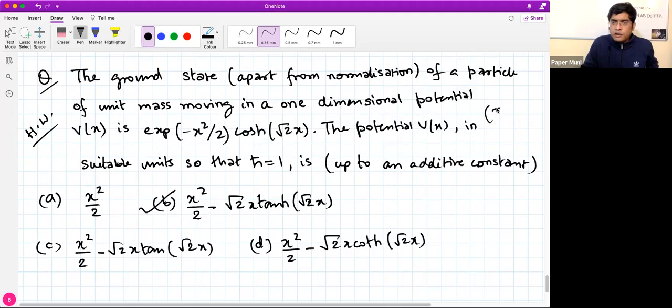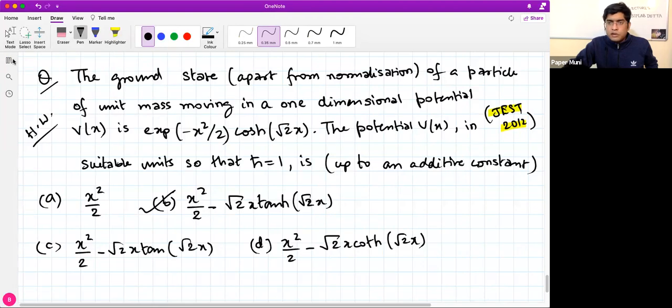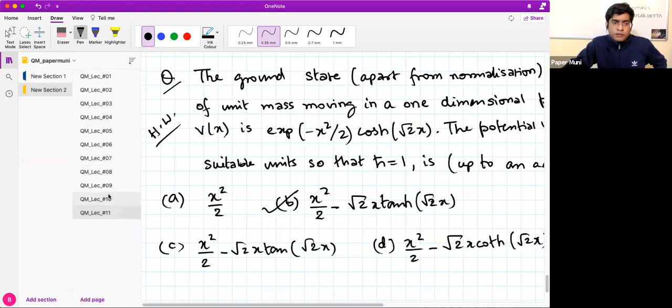This is from JEST, this is also an old problem, but it's a very good problem. If you try to solve it using the Schrodinger equation, it will be lengthy, and if you try to solve it using a graph, it will be easy. Now graph, I have not discussed it much, how to plot the wave functions given a potential, but let's see how many of you can do it.